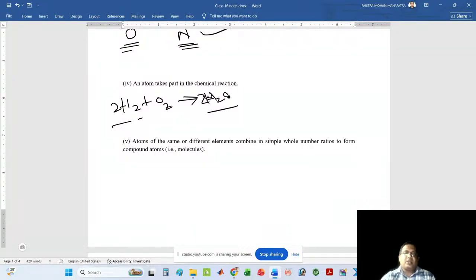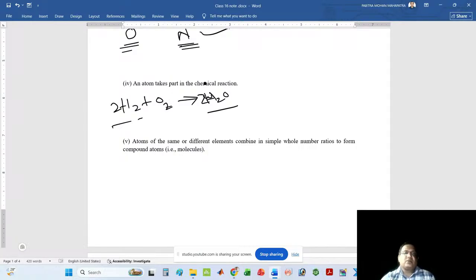But if you think about chemical reactivity, generally the chemical reaction is possible due to the atom, not the molecule. So the equations are always written in the molecular form, but actually the molecule undergoes breakdown, forms atoms, and those atoms undergo reactions.